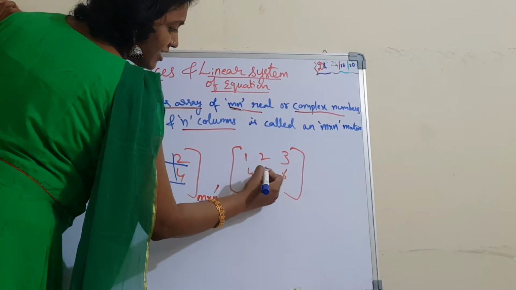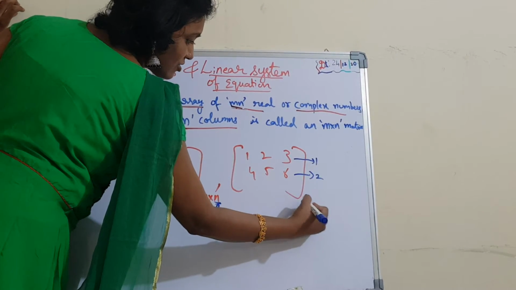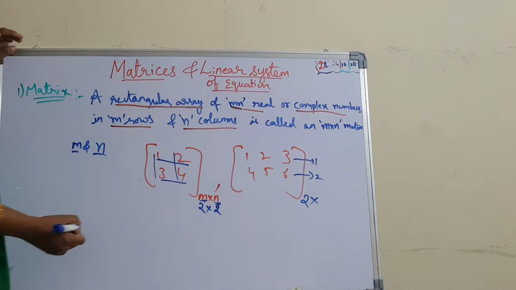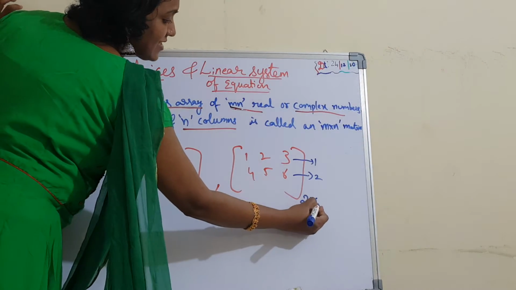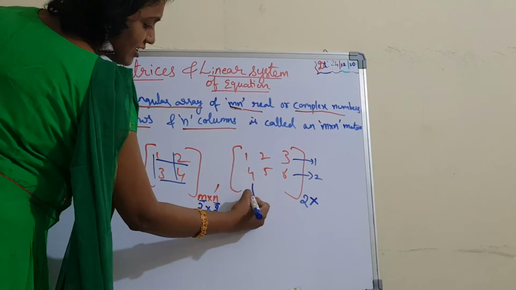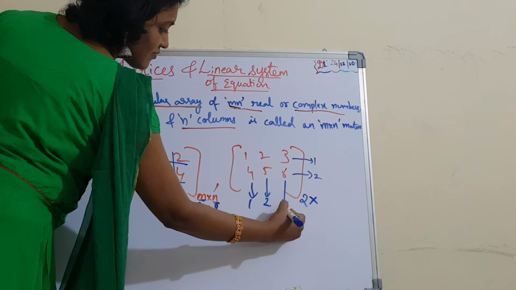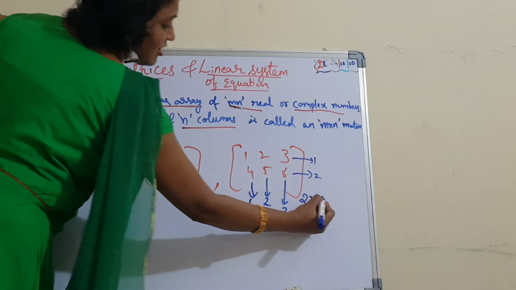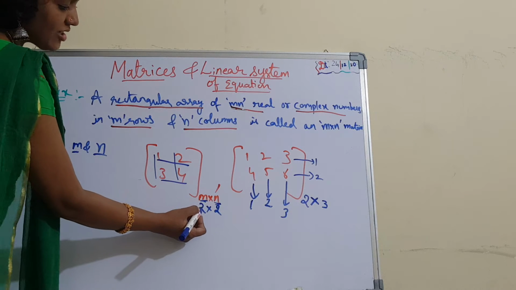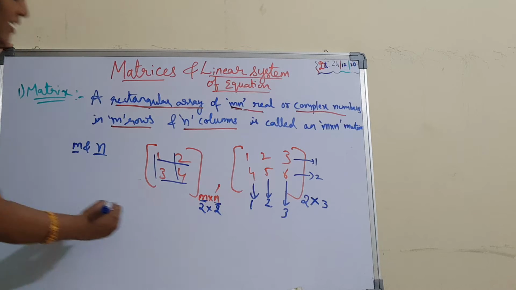Here how many rows are there? This is the first row, this is the second row. How many rows? 2 rows. And how many columns? 2 by. We should not call it "into", we call it "by". How many columns are there? 1, 2, 3. 3 columns. So 2 by 3. Here also we can call it 2 by 2. That is m by n.